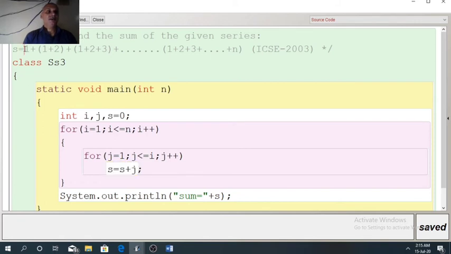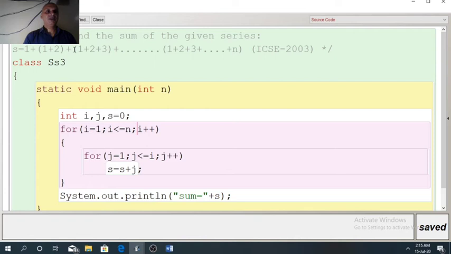If you analyze the given question here, first two terms of the series were 1 and 1 plus 2. So if you add the first two terms, 1 plus 1 plus 2, we will get 4. That we have got here. Now the body of the outer loop is over. i will again update to 3. 3 less than or equal to 3, again satisfied.